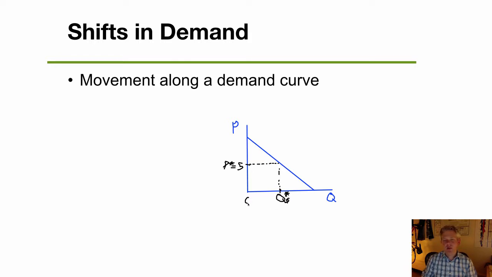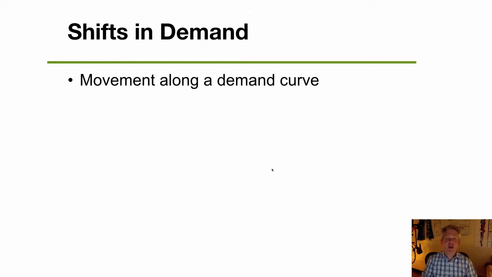So maybe this goes from 0 to 8, and this is here at 4. Maybe quantity demanded equals 4 here. That's a D for demand. So when price changes, so if price goes up to say $6, then the quantity demanded changed. It might fall to say 2 of this good. So that's what we mean by moving along the demand curve. When price changes, you move up and down that demand curve.